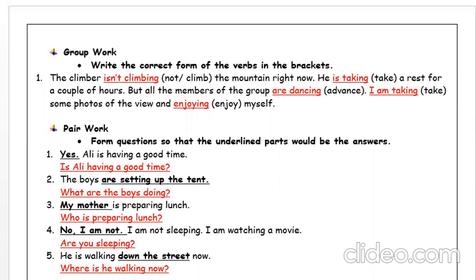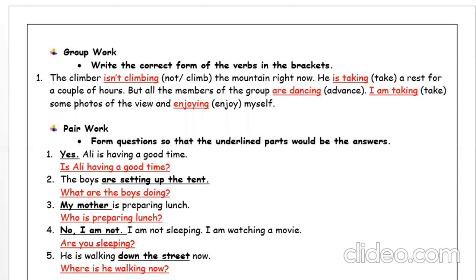The second sentence, he rests for a couple of hours. So he takes is, and then I should add ing to the base form of the verb to be taking. So he is taking a rest for a couple of hours. But all the members of the group, we have a plural. The subject pronoun for this is they. So the suitable verb to be here is are, and then I should add ing to the base form of the verb. Please notice that you should follow the rules of adding ing to the verb.